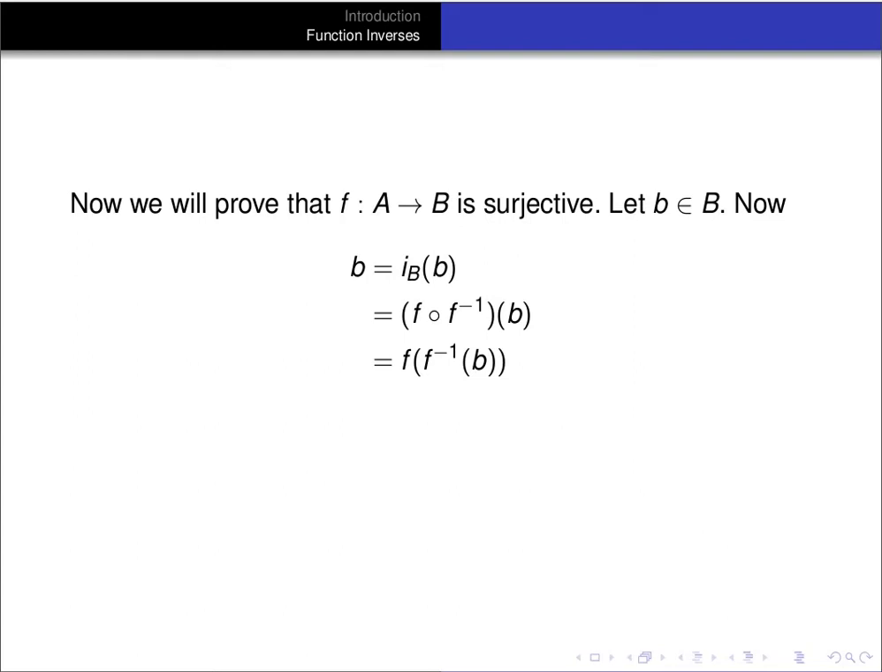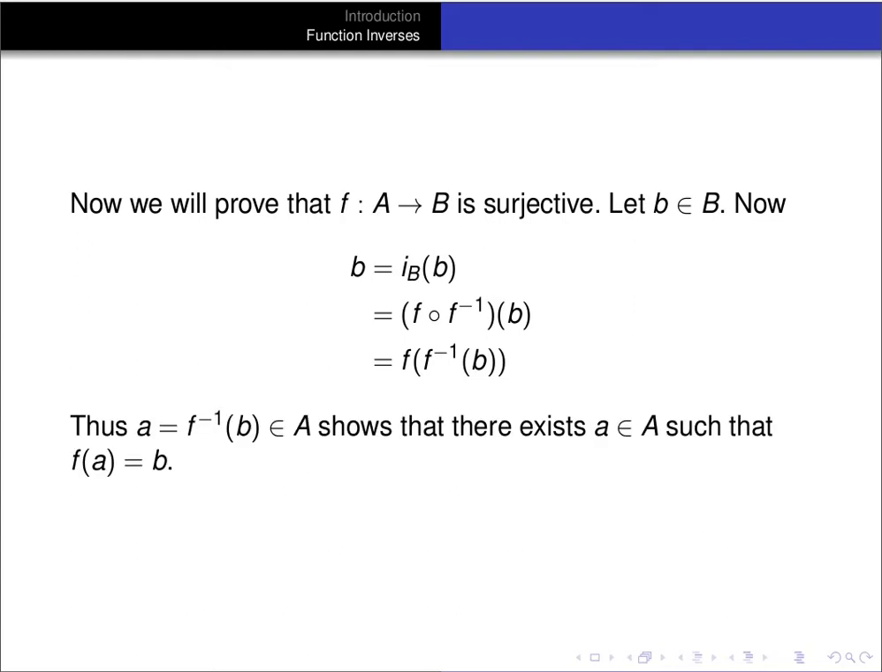Now f inverse of b, notice, is an element of A. So f goes from A to B, f inverse goes from B to A, so f inverse of b is an element of A. Okay, so the fact that f inverse of b is an element of A shows that there is some element of A, let's call it a, so that f of a is equal to b. And that's what we needed to show that f was surjective. We needed to find some value in A so that f of a is equal to b, right? And of course that value is exactly f inverse of b.